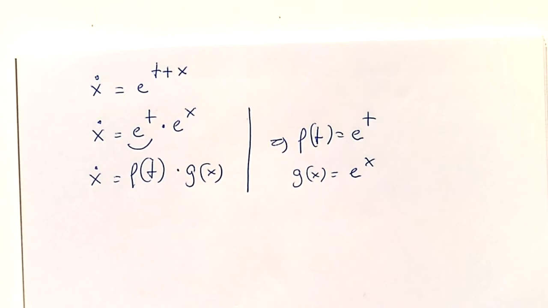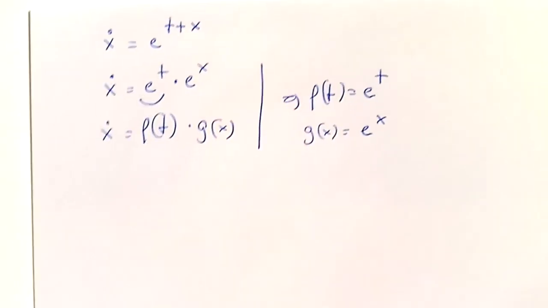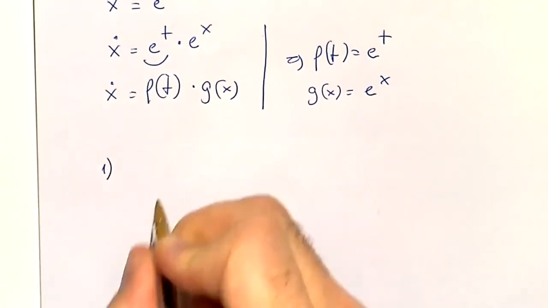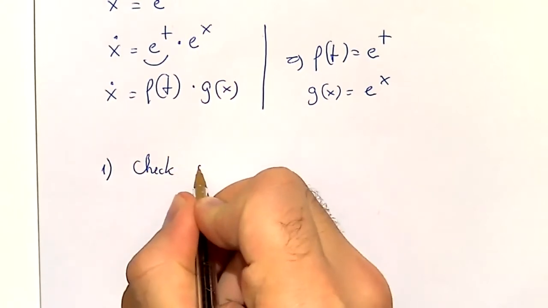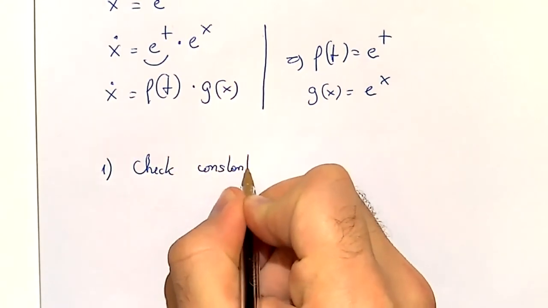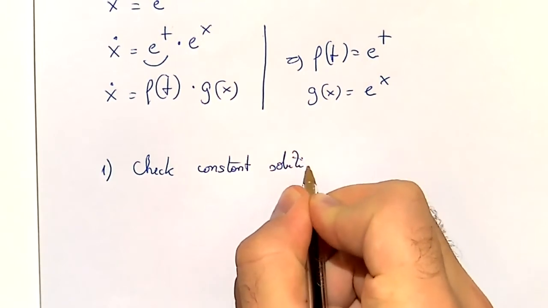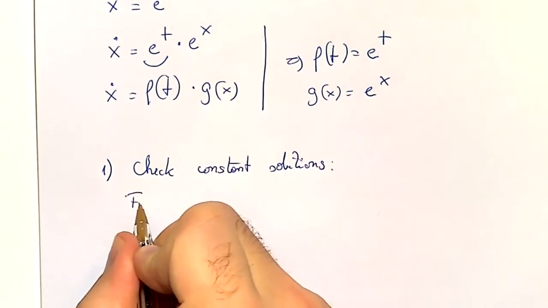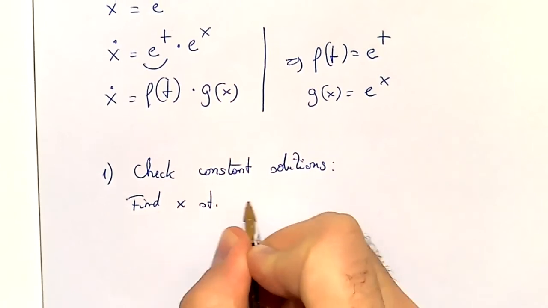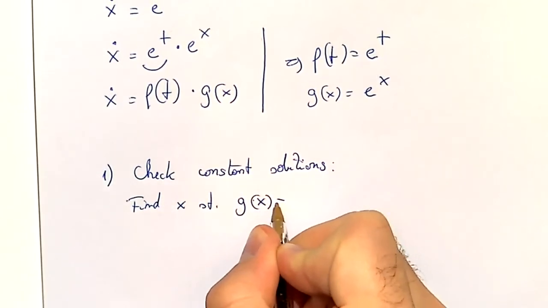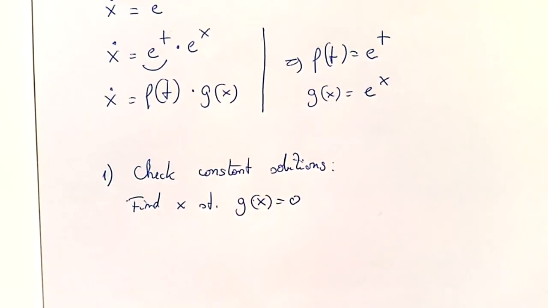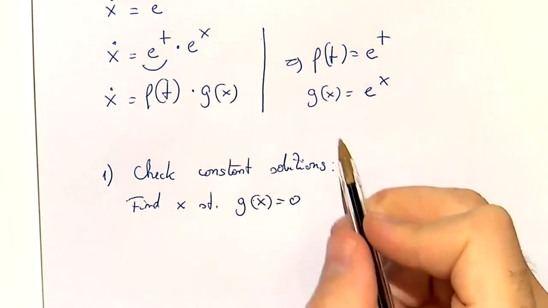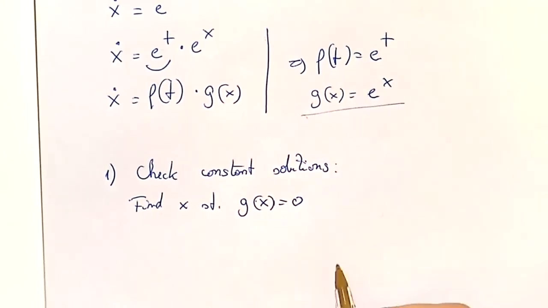So I made that equal. Now, I'm just going to follow the blueprint. What is the blueprint? First step, check constant solutions. What does constant solution mean? It means find x such that g of x is equal to 0. Now, g of x is e to the power of x for my identification.